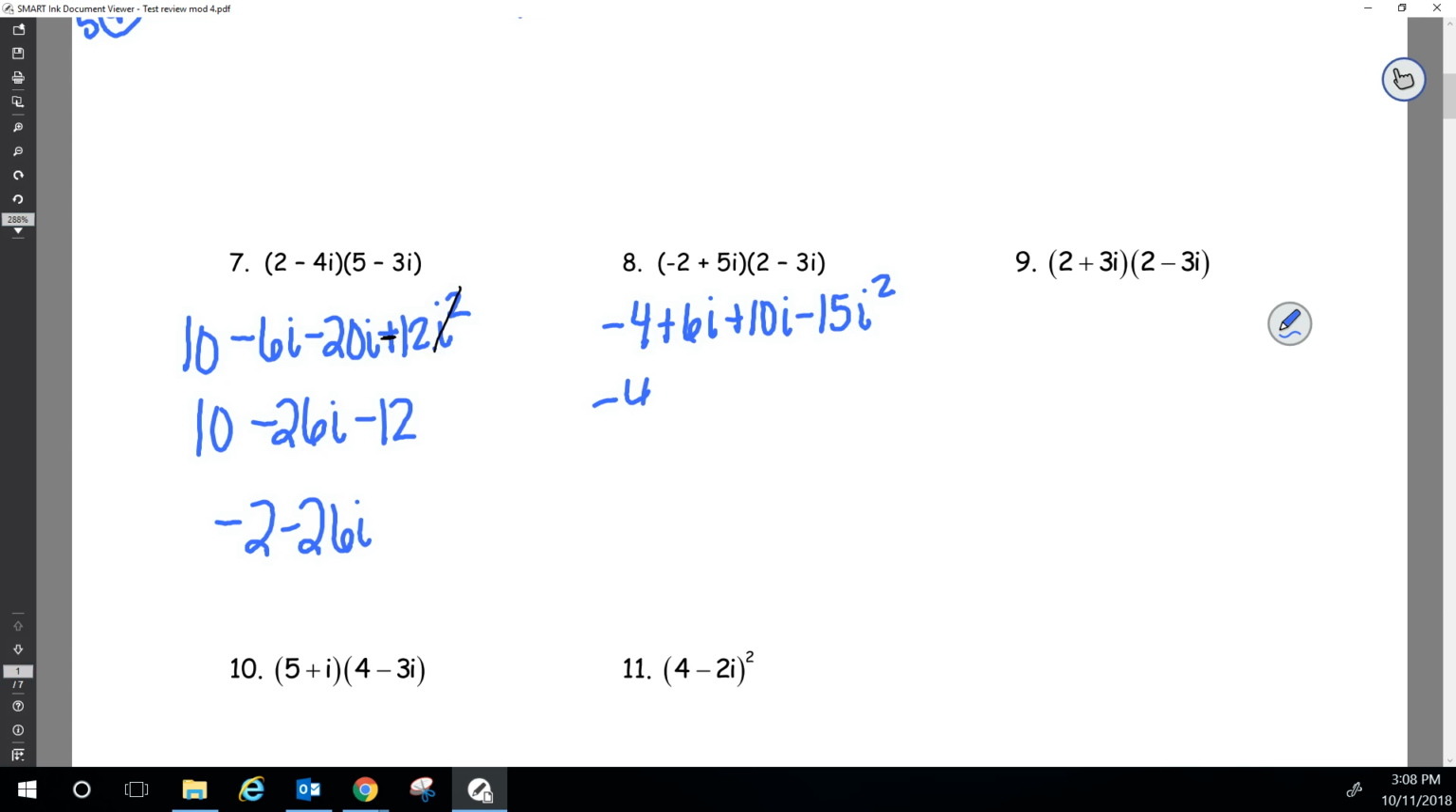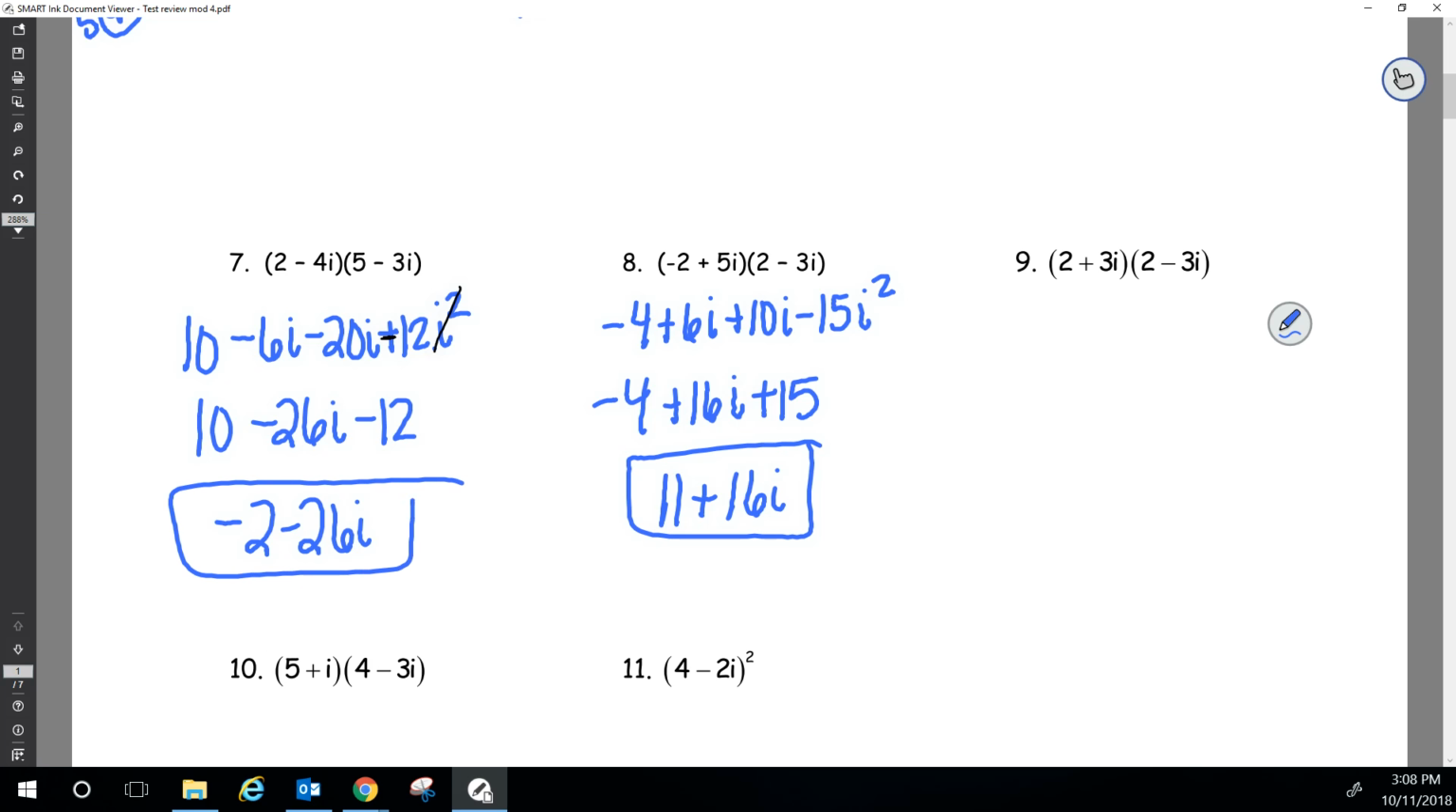So this is negative 4. 6i plus 10i would be 16i. And then the i squared is negative 1 times negative 15 is positive 15. Last step, 15 minus 4 is 11 plus 16i. There we go.